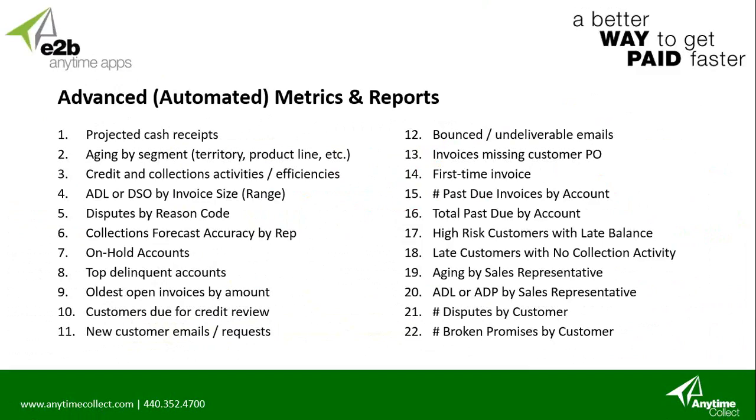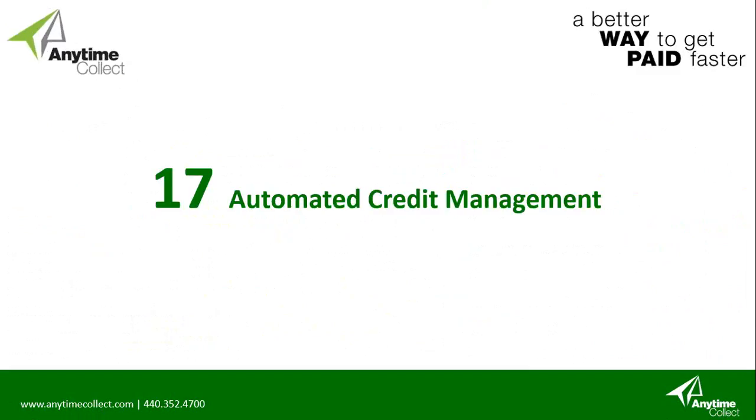Some other things that you may want to report on: the number of past due invoices by account, total past due by account, your high-risk customers that have a late balance, customers that are late that have no collection activity. All right, that's pretty key. Aging by sales rep, so you can find out maybe if it's not a customer problem, maybe it's a sales rep problem. Average days late versus average days to pay by sales rep. Number of disputes by customer and number of broken promises. These are all good things that you should have at your fingertips.